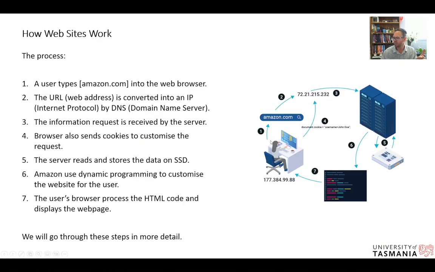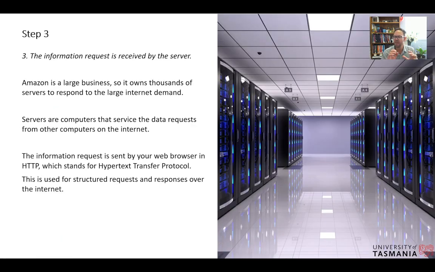So I'm working through these steps here. 1, 2, now up to step 3. The information request is then received by the server, because remember my browser sent it out there. Amazon is a very large business, so it owns thousands of servers to respond to the large internet demand. And the more traffic you have coming to your websites, the more servers you need to host the information that's being requested.